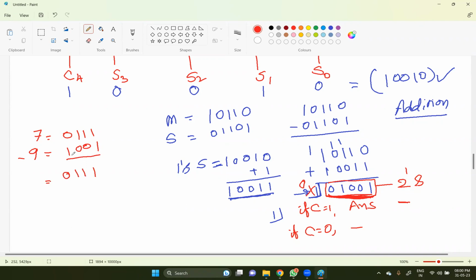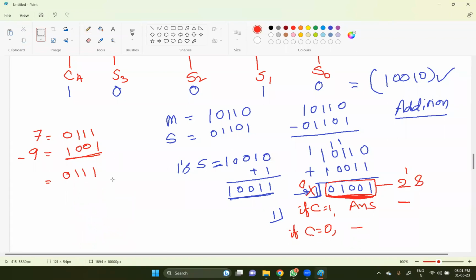The 1's complement of this particular value 1 0 0 1 will be equal to 0 1 1 0, and add 1 here, so you will get 0 1 1 1. Directly I have written this as the 2's complement value of the same.